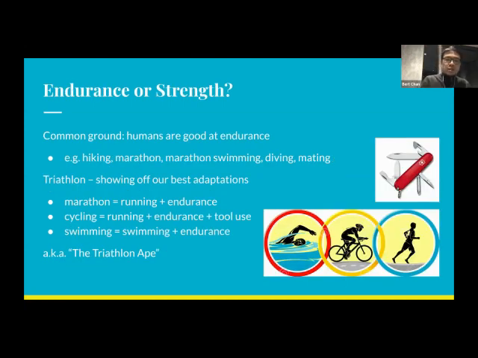One common ground is that humans are good at endurance activities like hiking, marathon, English Channel swimming, and apnea diving down to 100 meters, and we also mate for longer, something like that. So I like to think humans are actually the triathlon ape. Triathlon is an activity in the Olympics that we can say is a show of our best adaptations.